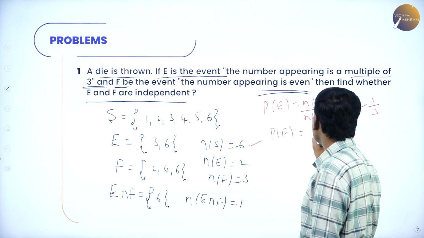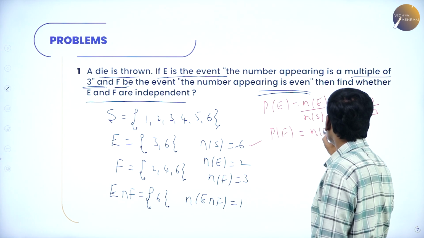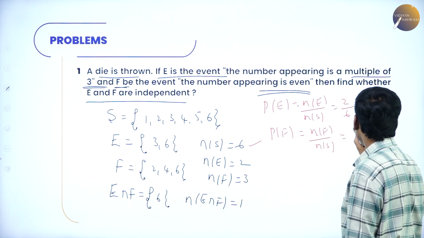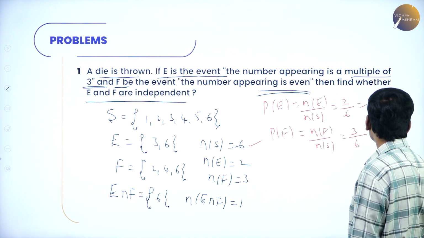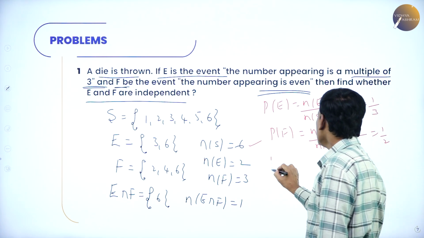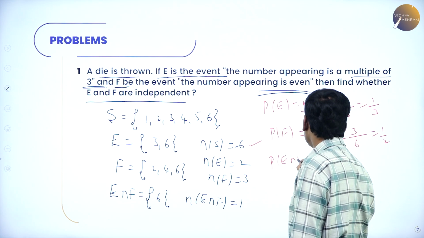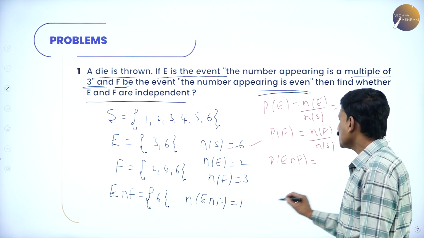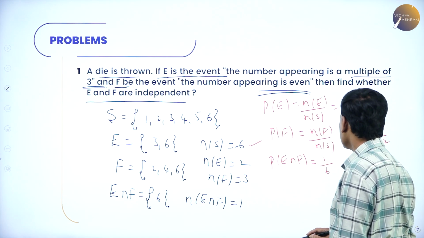Probability of F is equal to N of F divided by N of S. What is N of F? 3 divided by 6. This is equal to 1 by 2. Now, probability of E intersection F is equal to N of E intersection F by N of S, which is 1 over 6.